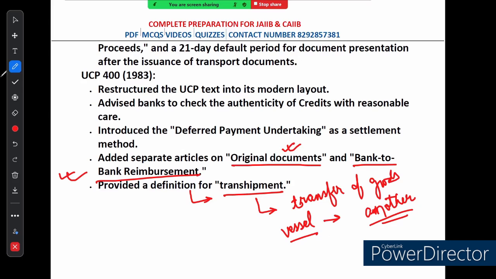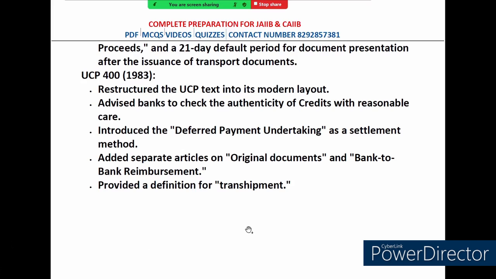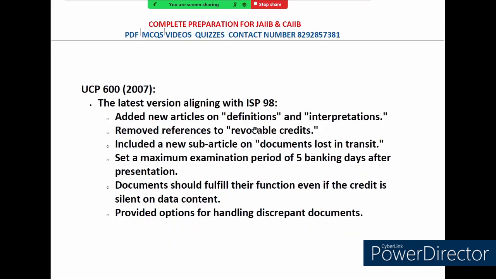So with this improvement, UCP 400 laid the groundwork for the modern UCP guidelines, ensuring that the letter of credit remained a reliable and secure method of payment in international trade. As we move closer to today, we will see how the UCP guidelines continue to evolve to meet the needs of a changing global economy. Now let's see some key provisions in UCP 500 and 600, and then after we will see UCP 600.